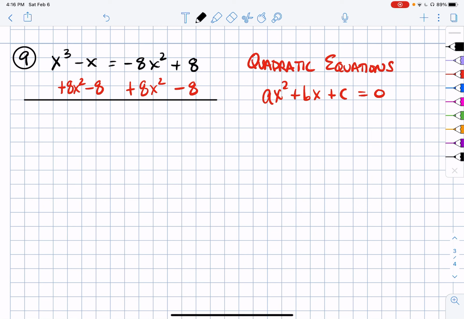So now I have x to the third plus 8x squared minus x minus 8 is equal to 0. Okay, so that is what my goal is. That's what I'm trying to do. All right, so with that being said, now I'm going to factor the left side, or the non-zero side, which is 4 terms.